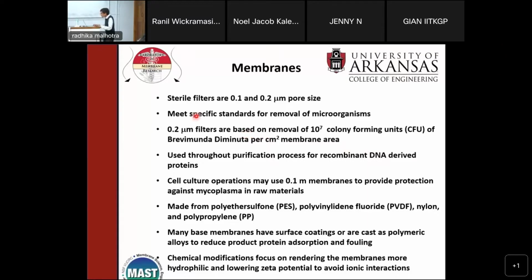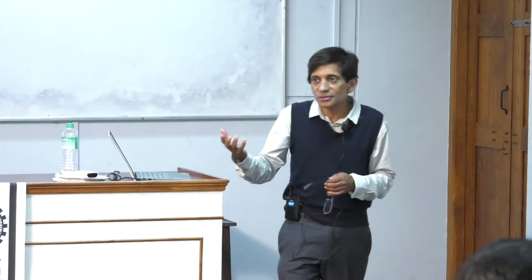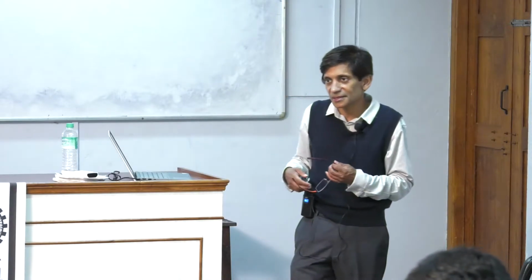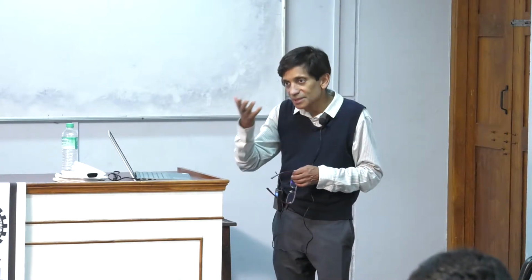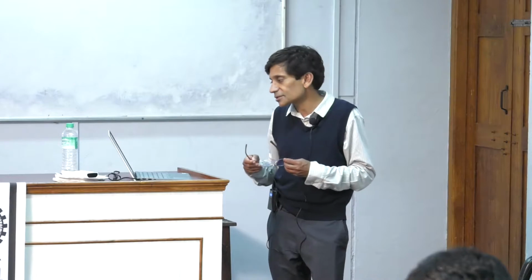Okay, so 0.2 micron filters are based on removal of 10 to the 7 colony forming units of this particular bacteria per centimeter squared of membrane area. So that is the definition, okay? If a membrane meets that, it's 0.2 micron, basically. It could also be 0.1 micron, but it meets the 0.2 micron definition, okay?